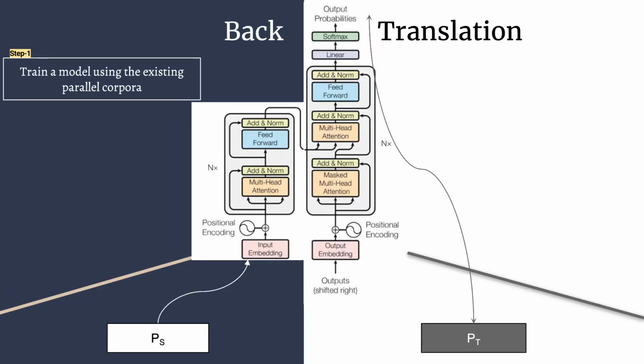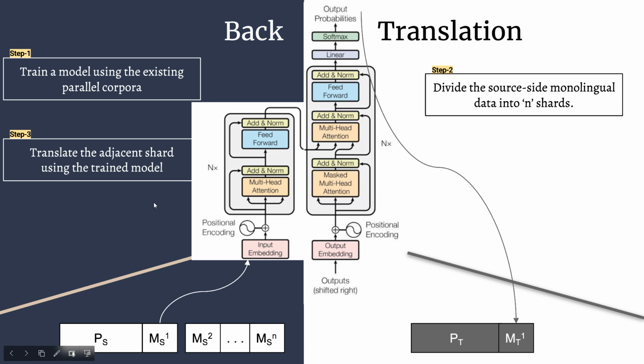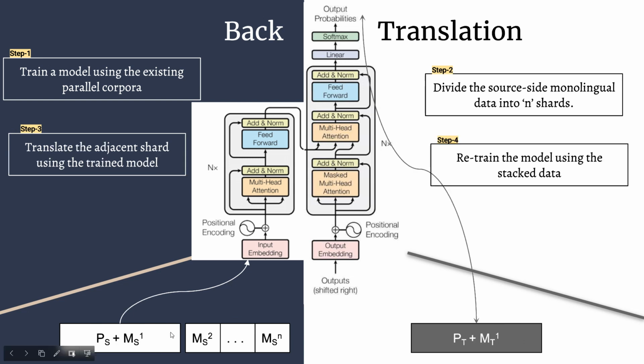In back translation, we make use of the source side monolingual text in a unique way. First, a normal supervised translation model is trained, as was shown before. Then we divide the source side monolingual data into n parts, or shards, as we call them. One of those shards is translated to the target language using the model trained in step 1. Then the resultant translations are concatenated with the parallel corpus, and the model is retrained on that.